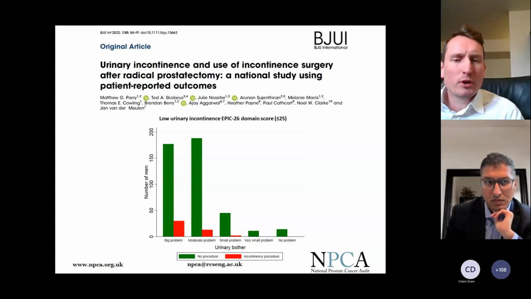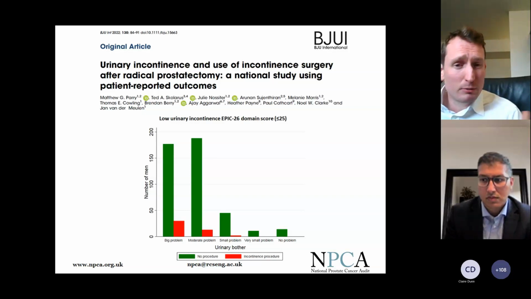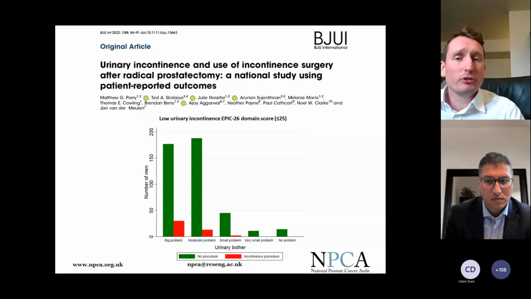What we found was that all the men who were having incontinence procedures were reporting a big problem with their urinary incontinence. So the right men were getting incontinence procedures. However, there were a vast amount of men who were living with a large problem with their urinary bother, with severe incontinence, that weren't going on to receive incontinence surgery. So this was highlighting that there was a possible unmet clinical need for incontinence surgery post-operatively.